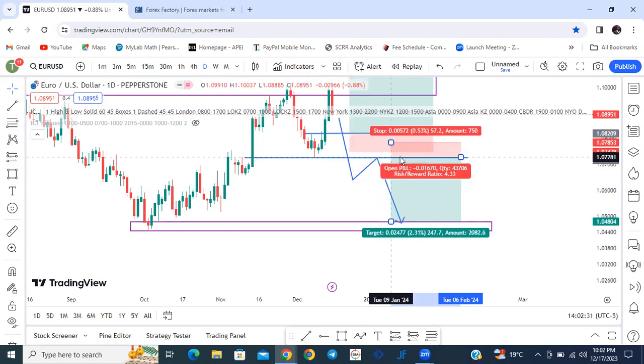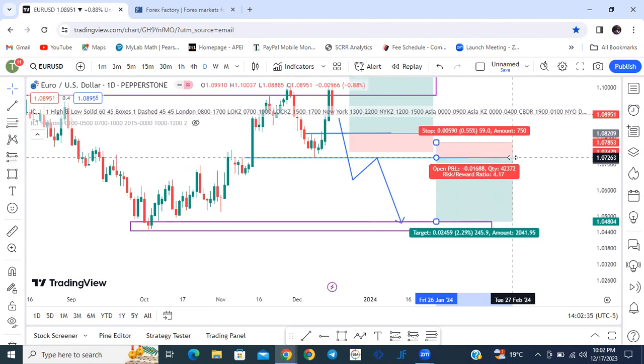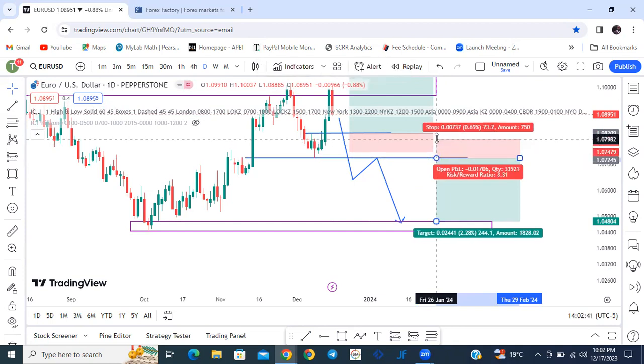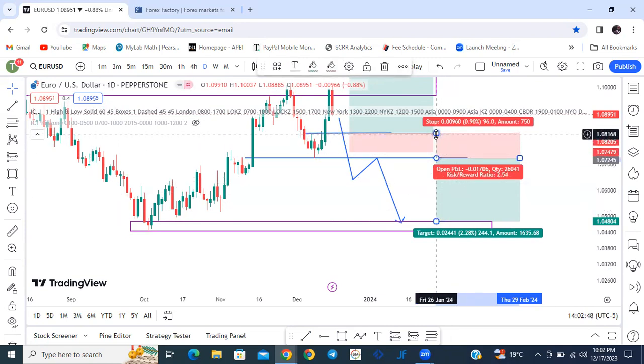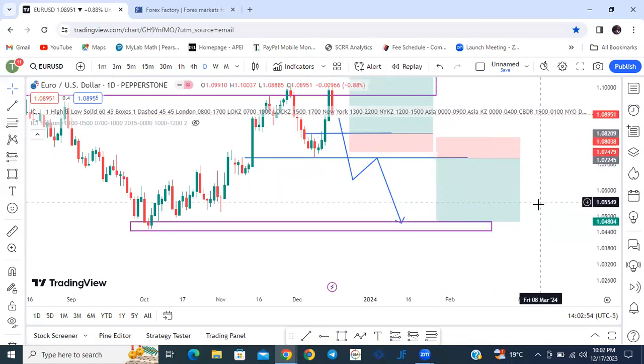Okay, so I can push this here so that we don't get confused. So we can have this scenario as well, whereby we take our entry at that point, we'll have our stop loss maybe around that area, and then I can have it around that point. Yeah, so we'll have a risk to reward ratio of 1:3.